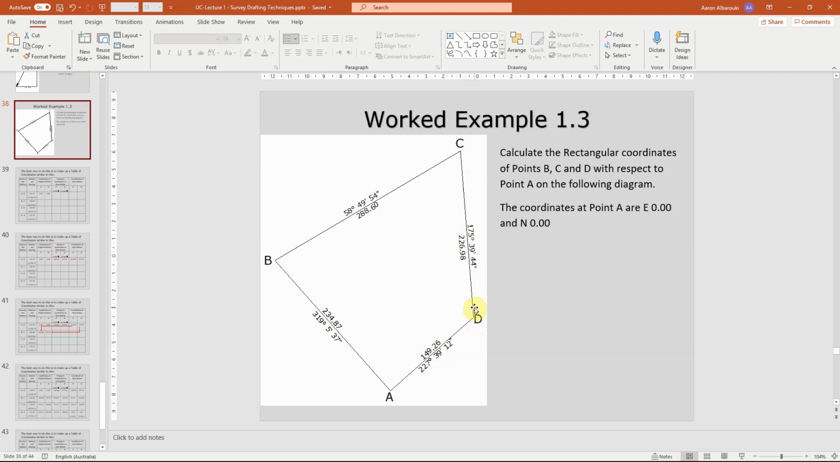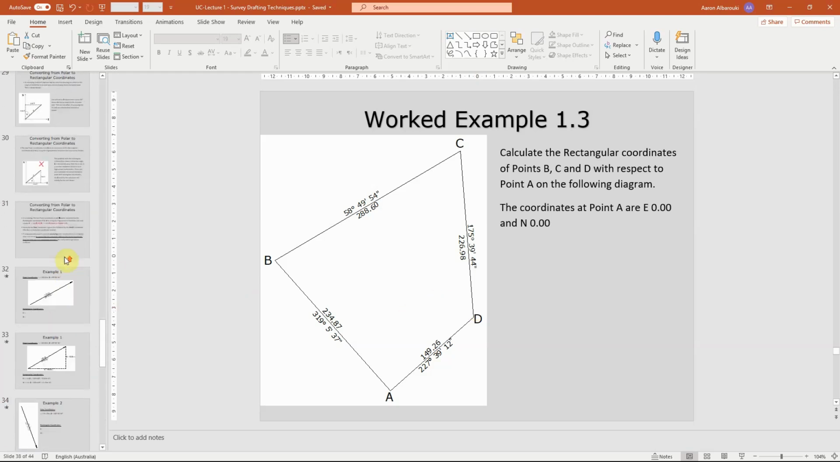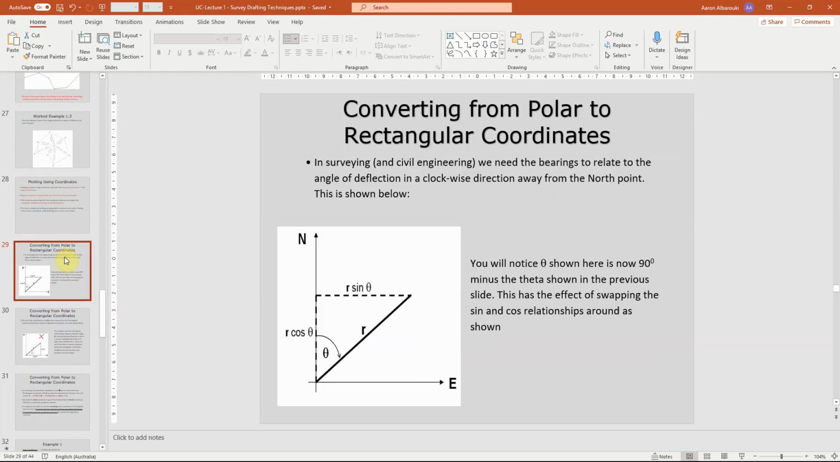Regardless, as I said, I don't want you to worry too much about it. If you are interested in this for your own interest, please let me know. I'm more than happy to spend time with you individually to understand those. The important part for me is that we understand the difference between polar and rectangular coordinates. Polar coordinates are described with a length and a bearing angle. Rectangular coordinates are described with northing and easting components.